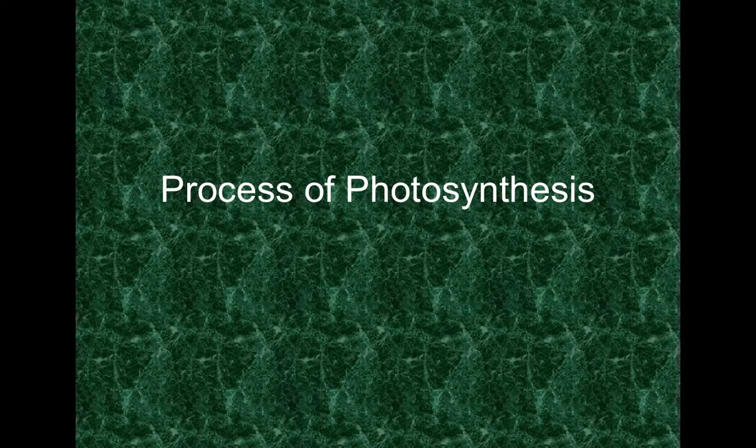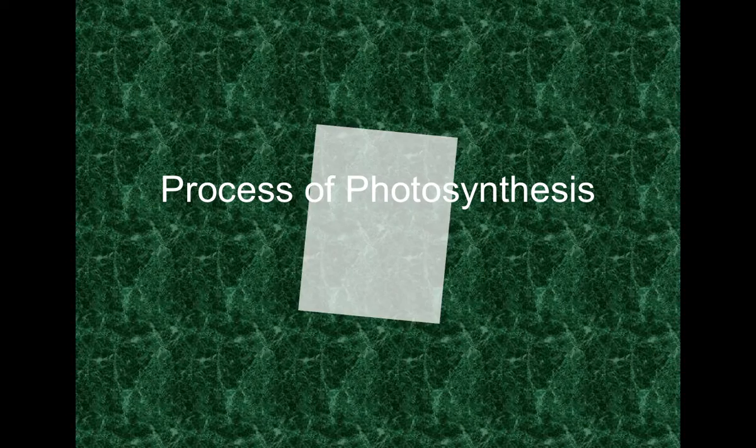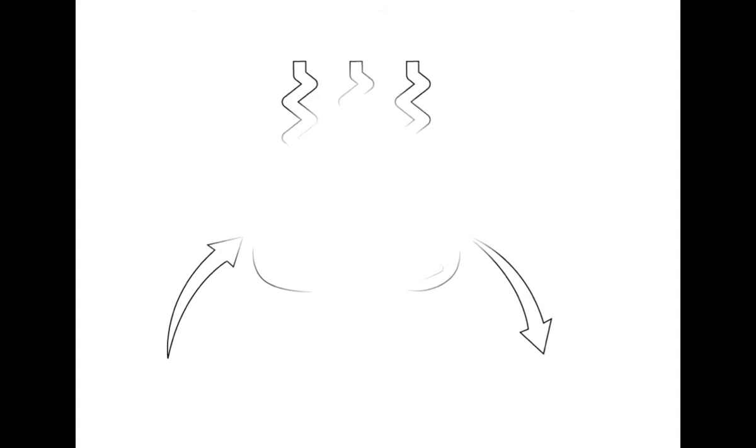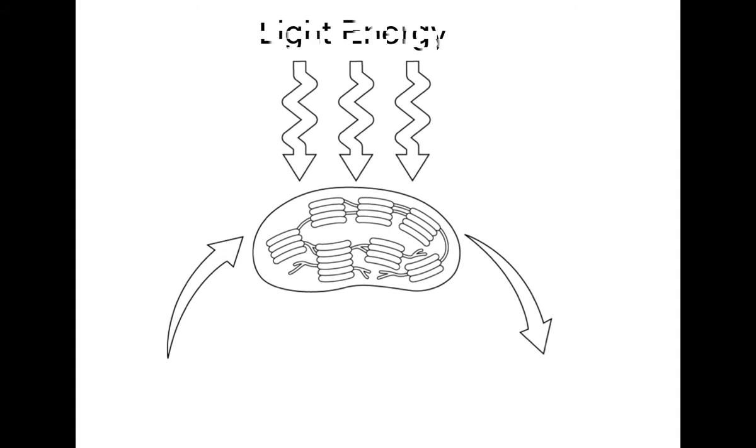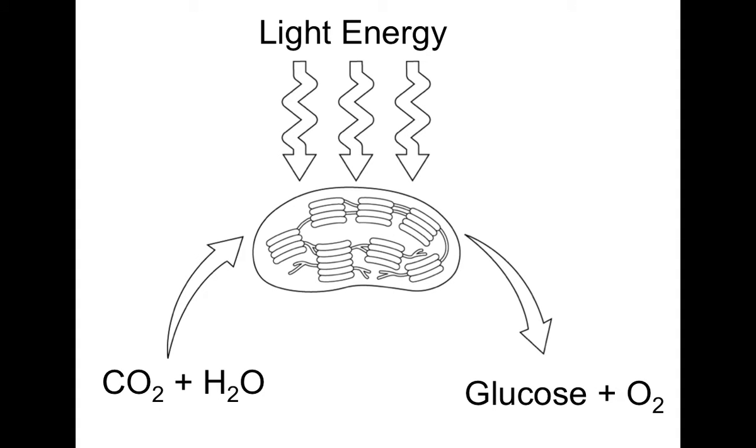So now that we understand the principles of the leaf and a little bit about these chloroplasts, let's get into the process of photosynthesis. If we look at an overview of photosynthesis, we've got the chloroplast here. The idea is we have light energy coming in, and that allows us to take carbon dioxide and water and change it into glucose, which is a sugar that is needed for life, and oxygen.